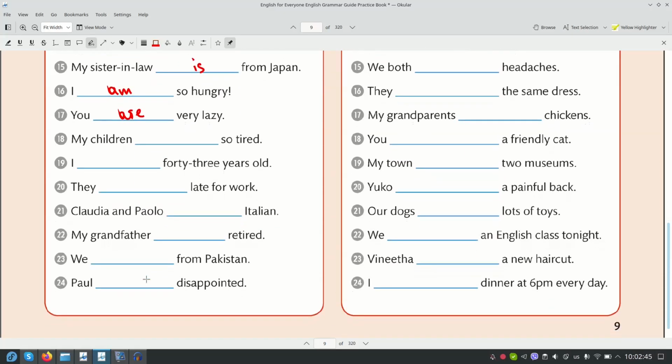My children are so tired. I am 43 years old. They are late for work. Claudia and Paula are Italian. My grandfather is retired. We are from Pakistan. Paul is disappointed.